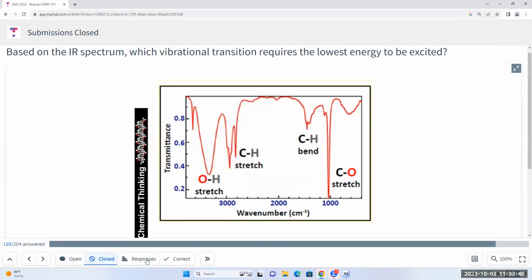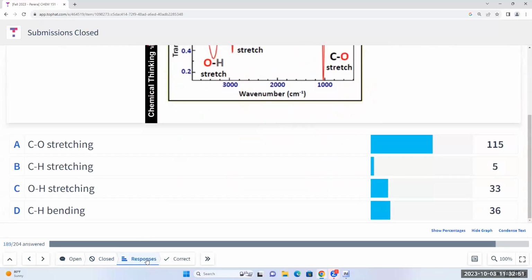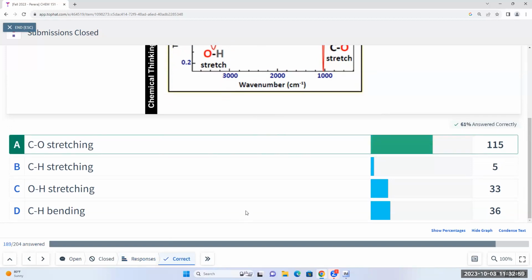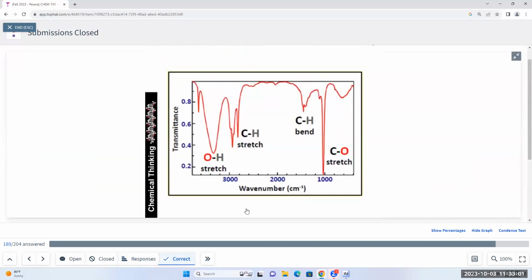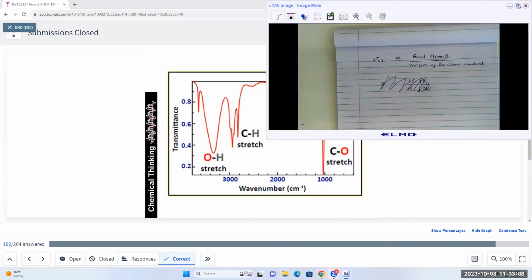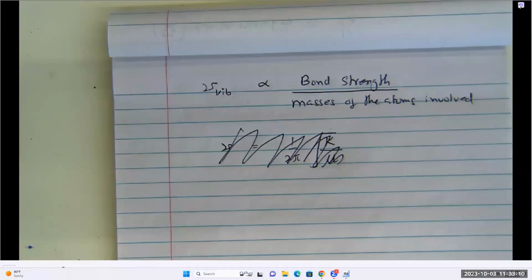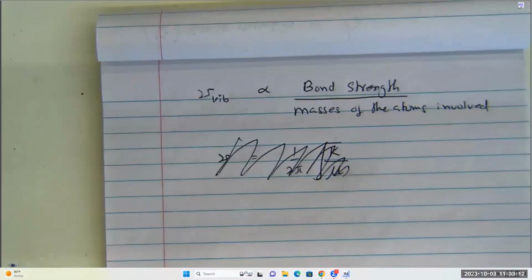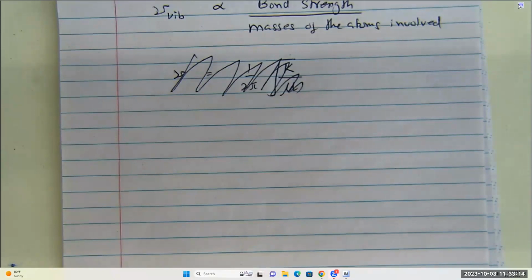All right. And oh, look at that. And here are our responses. Most of us said CO stretching, and that's the correct answer as well. Now, how do we wrap our mind around this? Let's do this in my notebook one more time. Here's my other pen. Now, here's how we look at things here.